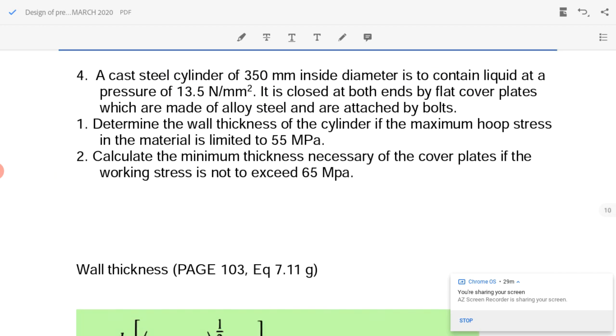Now we can go to the fourth question. A cast steel cylinder 350 mm inside dia has to contain liquid at a pressure of 13.5 Newton per mm square. So inner dia Di equal to 350 mm. Internal pressure equal to 13.5, very high pressure.